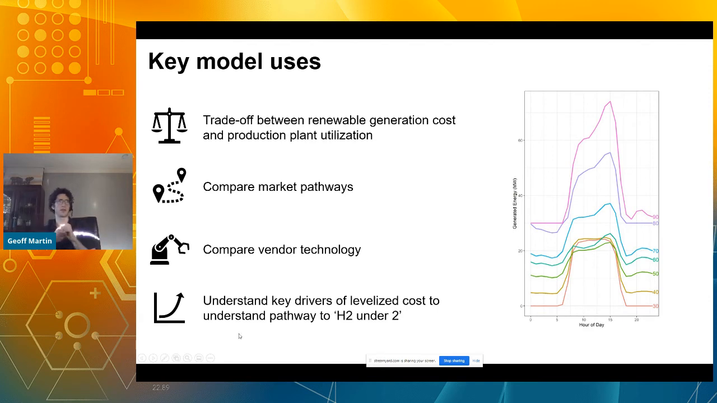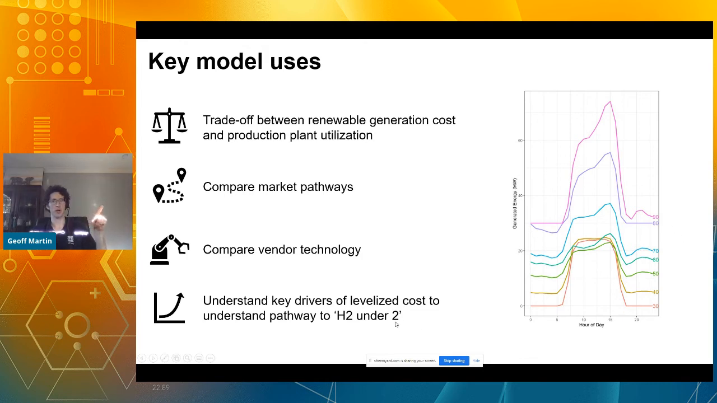So, CapEx is a big one. Electrolyzers are very expensive, but they're coming down in cost as global production capacity goes up. It's expected to cut the cost in the same way that solar has come down a lot in cost. It's expected that electrolysis will as well. So we can understand the key drivers and try to chart a pathway to under $2 per kilo for the levelized cost.